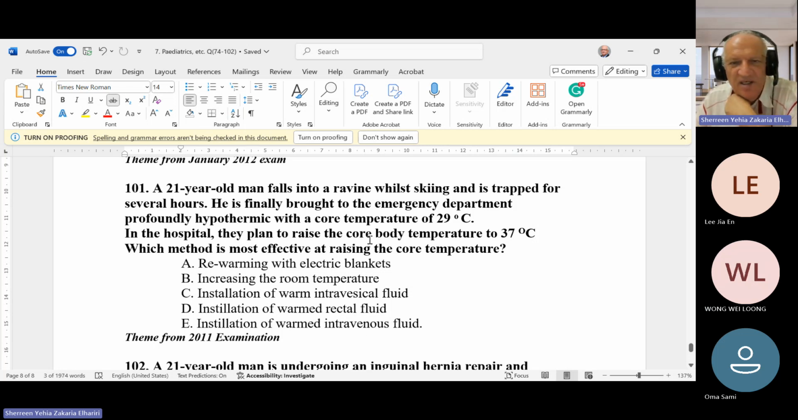I found in some versions of this question, they write instillation of warm intraperitoneal fluid. I think theoretically it is correct, but it can cause infection and peritonitis, so maybe not logical. It is not dangerous either, but warmed intravenous fluid is better. Of course, all can be correct, but for practical purposes, it's better to do intravenous. Warm again is not hot. Warm means the temperature is 37 degrees centigrade, which is normal body temperature.